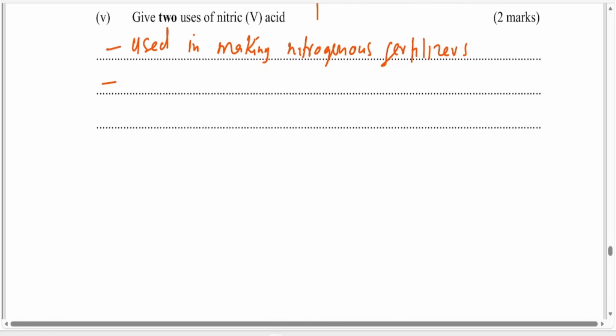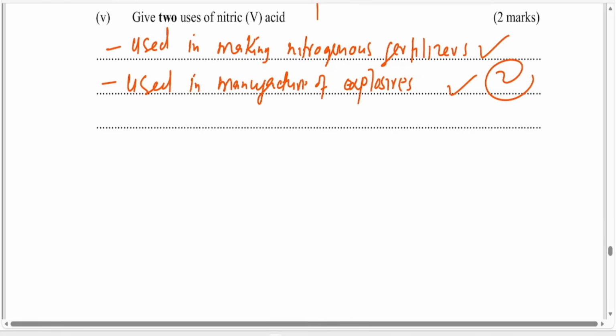of explosives such as trinitrotoluene or TNT, used in manufacture of explosives. We can also talk of manufacture of dyes and drugs, and also in purification of some metals, for instance, silver and gold. So any 2 gives you 2 marks. Moving to the next question.